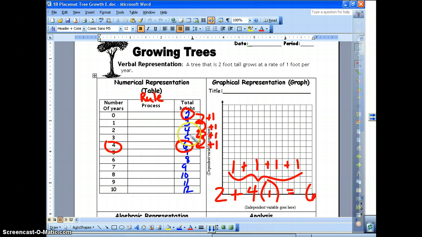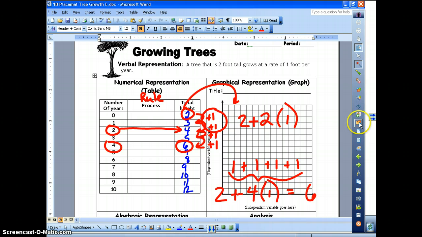Well, what about back here? What about at 2 years? That's 2 groups of an increase of 1 foot per year. That's just 2, but they say the answer is 4. How did they get 4? Yeah, because this little tree started off at 2 feet tall. Do you guys see what your process is going to be?